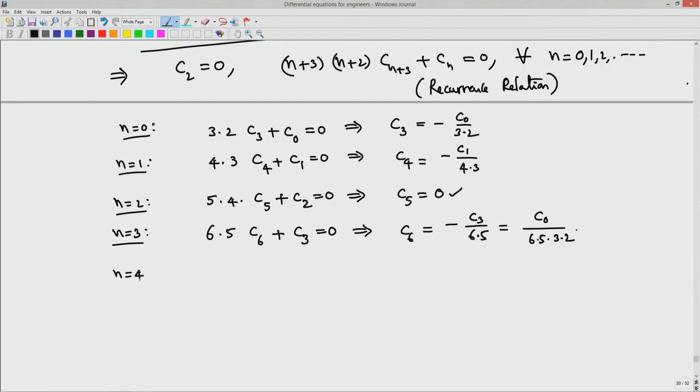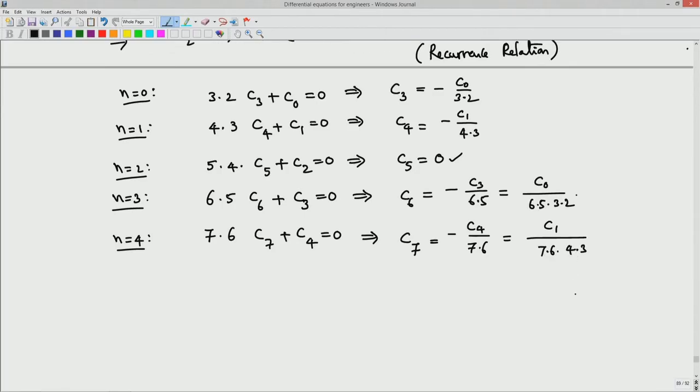So, you also write n equal to 4. If you see the pattern, you can find the nth term c 2 n, right. So, you may get c n in terms of c 0 or c 1. So, write like this, for n equal to 4, you get 7 6 c 7 plus c 4 equal to 0. So, this will give me c 7 as minus c 4 by 7 6. This is minus minus plus c 1 divided by 7 6 4 3, 5 is missing, okay, and so on and so on.